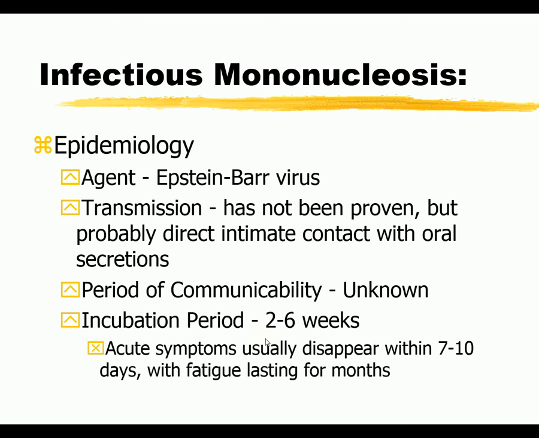Infectious mononucleosis. It talks about this in your book. Let me see if I can find the page number real quick here. Yes, page 719 talks about it. The agent that causes it is the Epstein-Barr virus. It's not proven, but we think it's direct intimate contact with oral secretions, also known as the kissing disease a lot. Incubation period's unknown. We know the period of communicability is unknown. It lasts about 2 to 6 weeks.